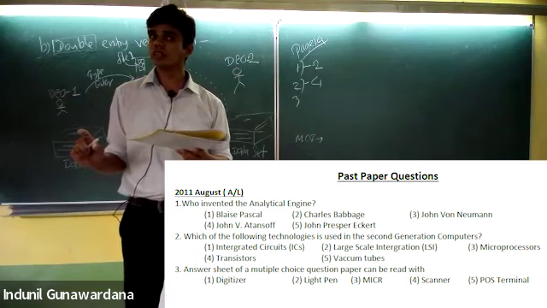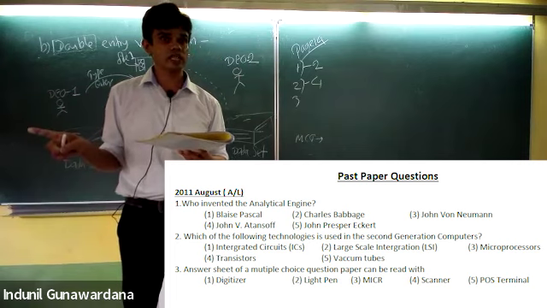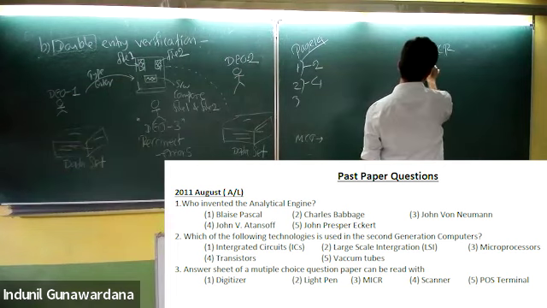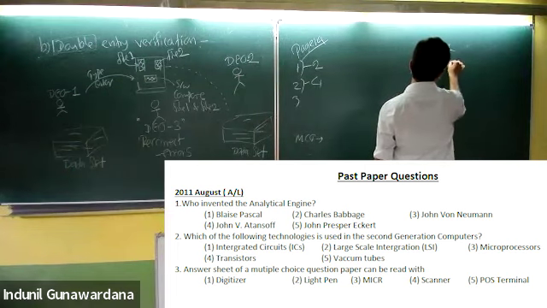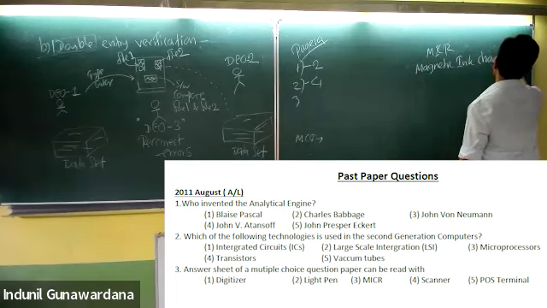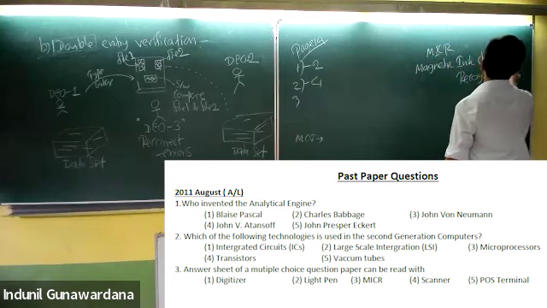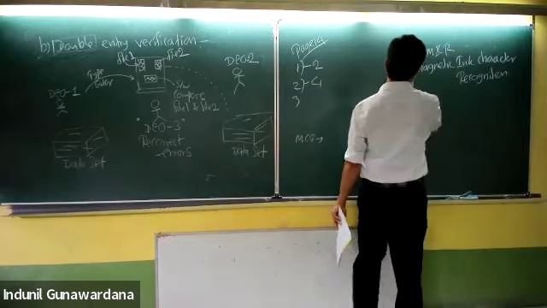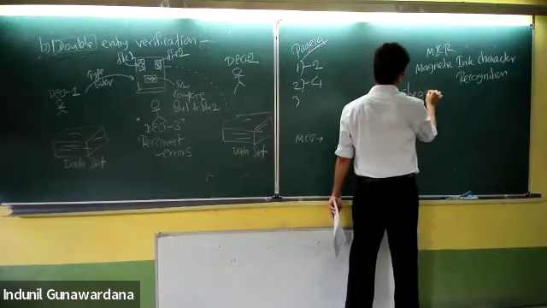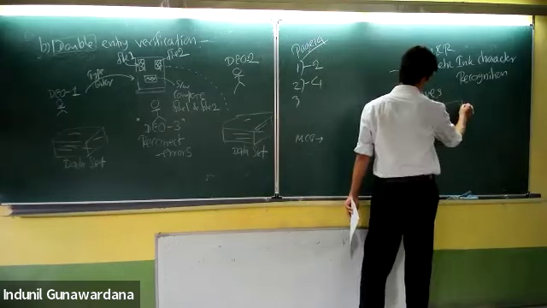Where do you find MICR? Magnetic ink character recognition. In banks. MICR is magnetic ink character recognition. Now this is a technology which is applied to bank checks.